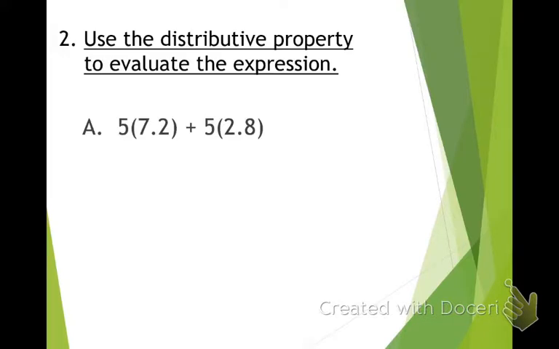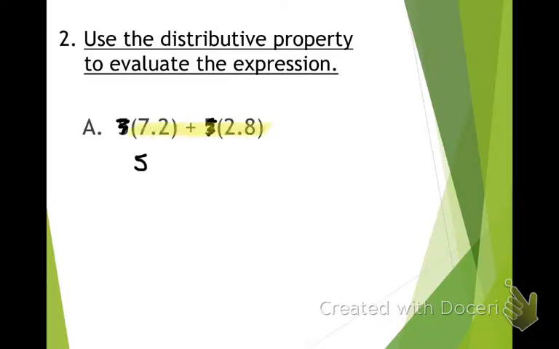Number 2, use the distributive property to evaluate the expression. So let's look at this right here. We want to kind of condense it with the distributive property. What number do you see in both expressions that is the same? 5. And since 5 is on the outside of these parentheses, we are going to continue to have 5 on the outside of these parentheses, okay? So now I've used up this 5, used up this 5.